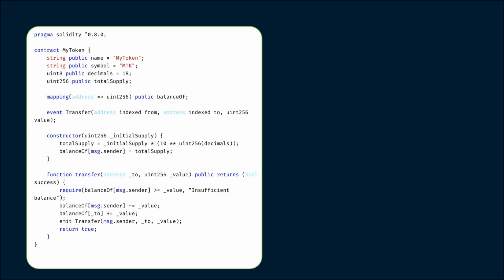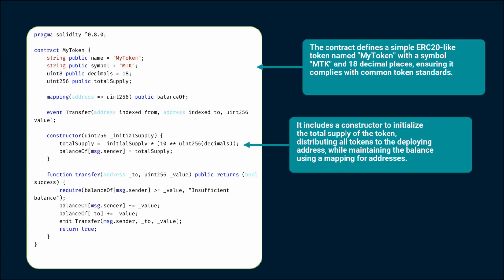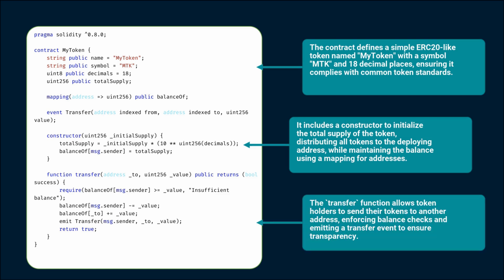Now let's take a look at a basic implementation of an ERC20 token using Solidity. In this code, we define a smart contract named myToken, which includes essential attributes such as the token's name, symbol, and total supply. The total supply is determined through the constructor, which initializes the balance of the token creator with the total amount specified, adjusted for the token's decimal places.